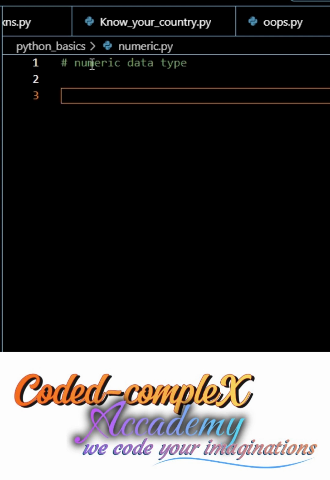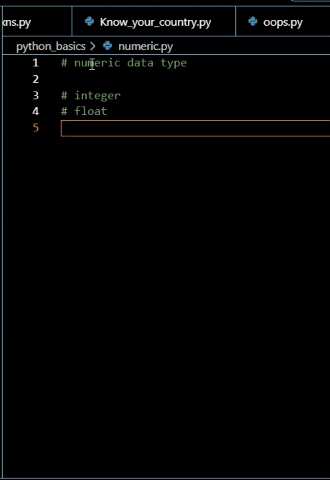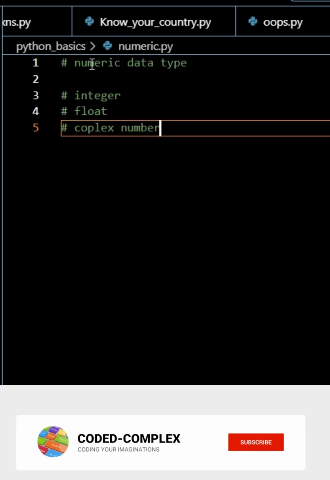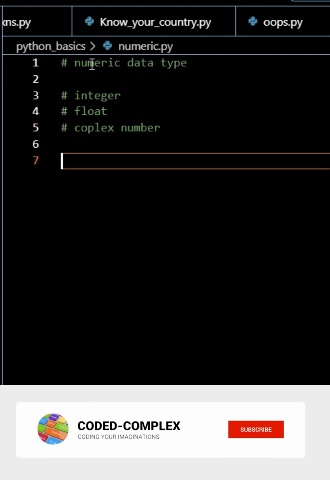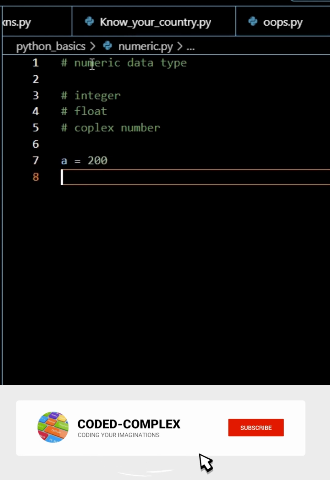Okay, so under this numeric data type, we further have the integer. That is when you have a whole number, whether negative or positive. We'll have the floats, which involves decimal points, and we'll have the complex numbers, which involve imaginary numbers. Okay, so let's go into examples by declaring a variable.